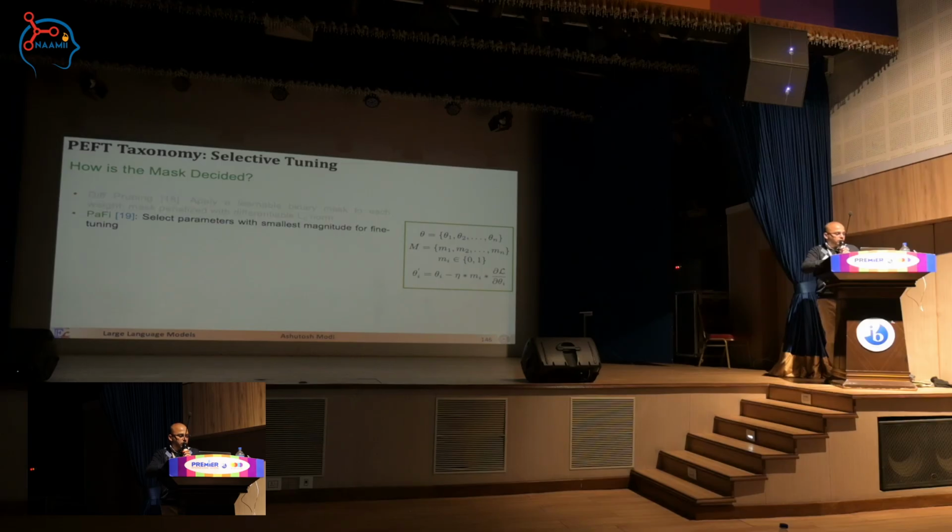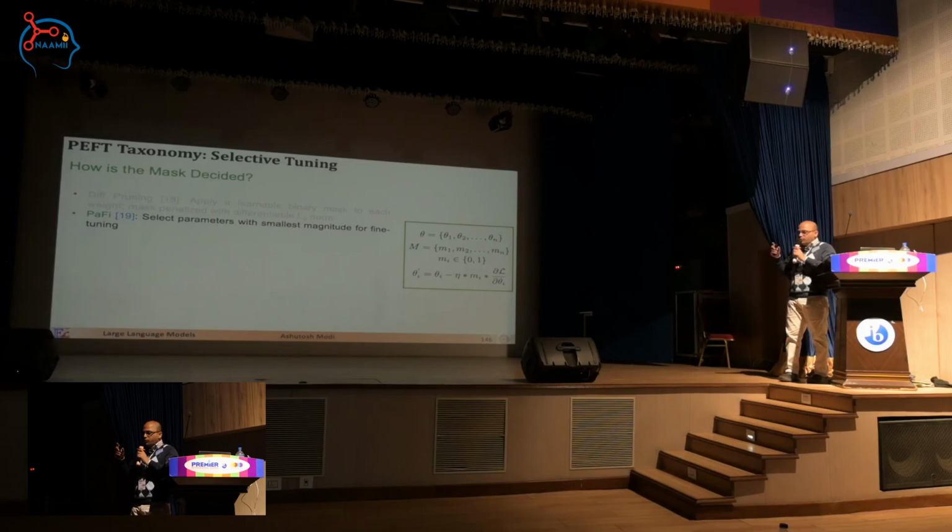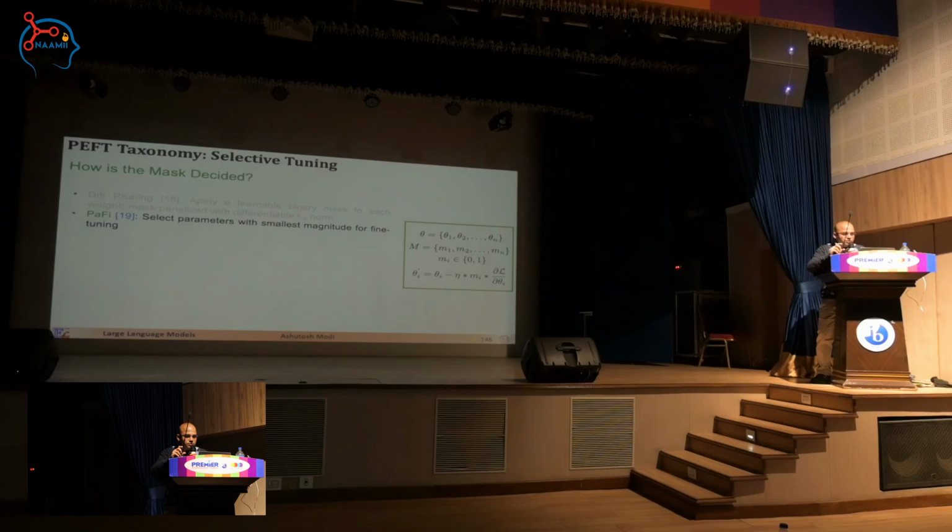The other technique is called PAFI. What you do is you prune the weights based on the magnitude of the weight. So you select parameters which have the smallest magnitude, and you only update them. The parameters which have high magnitude are not updated.